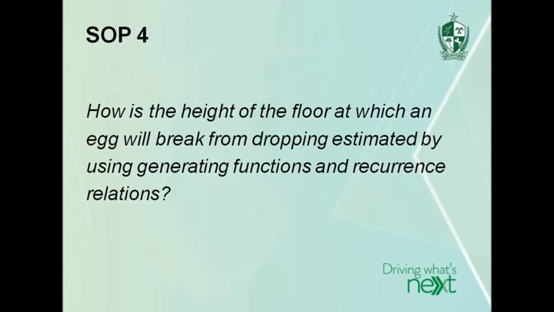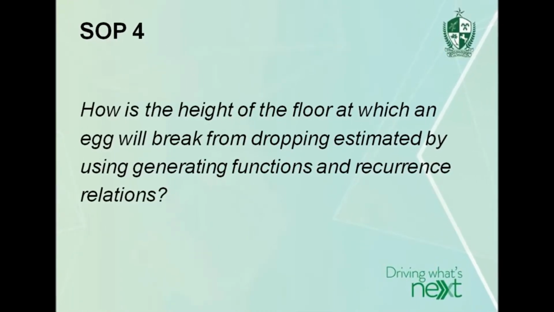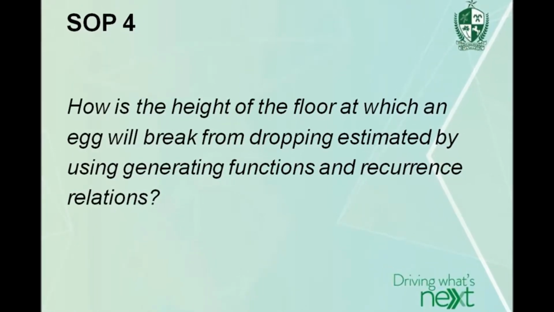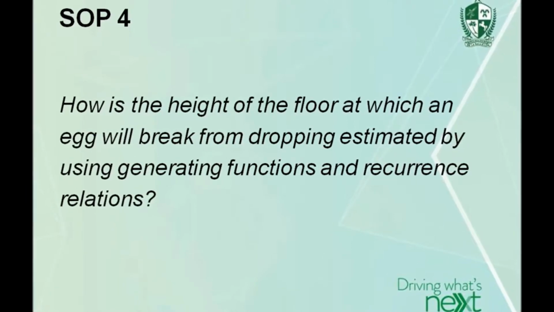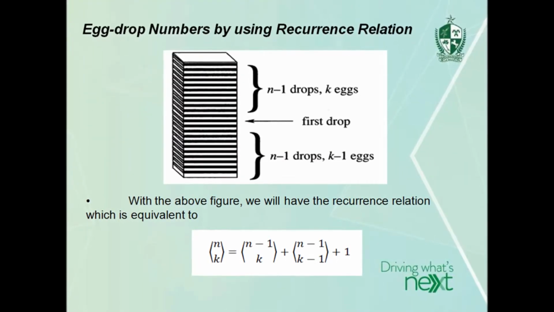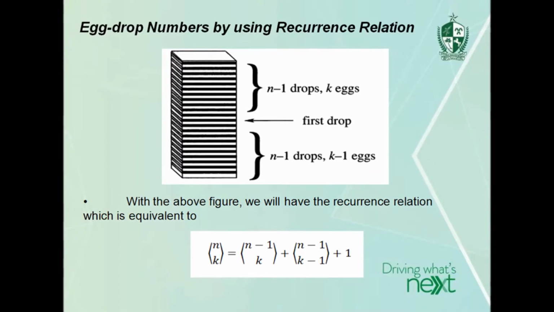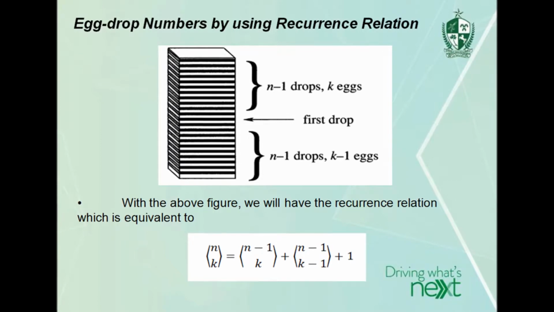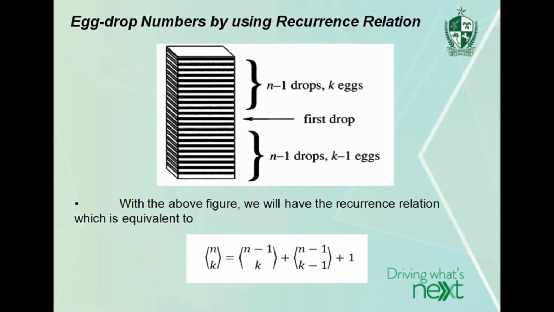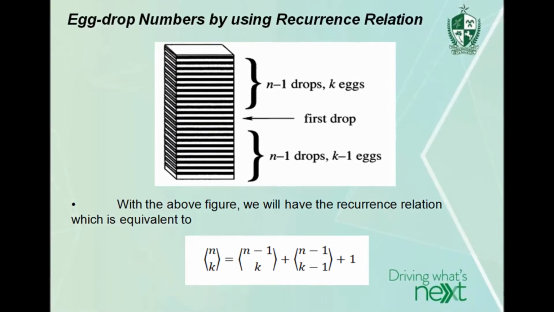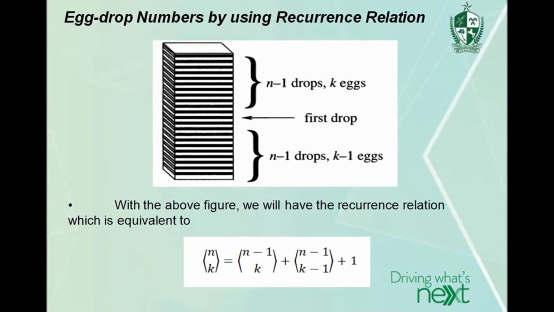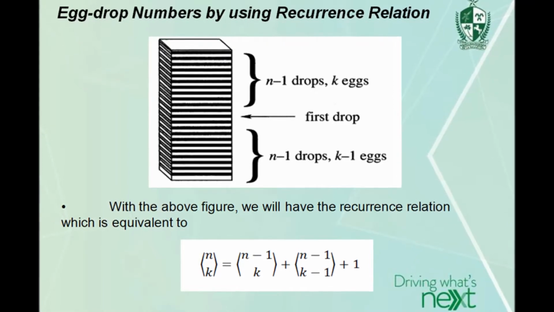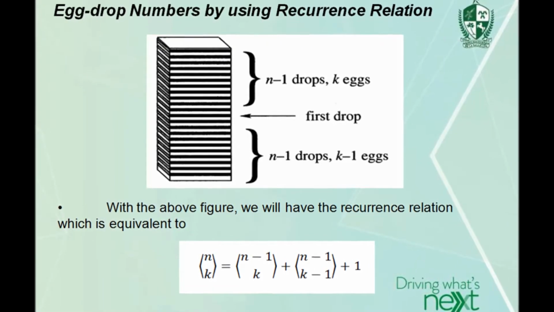SOP 4. How is the height of the floor at which an egg will break from dropping estimated by using generating functions and recurrence relation? Egg drop numbers by using recurrence relation. With the above figure, we will have the recurrence relation which is equivalent to n-1 drop k, which pertains to the top part of the figure, where the egg survives, plus n-1 drop k-1, which pertains to the bottom part of the figure, where the egg breaks, plus 1, which pertains to our initial drop.